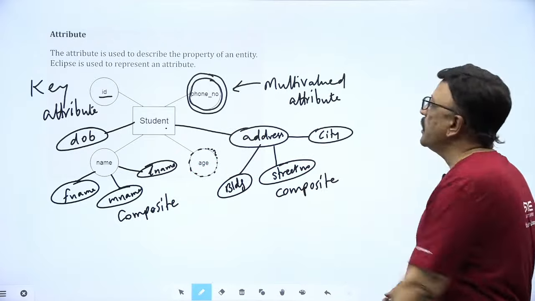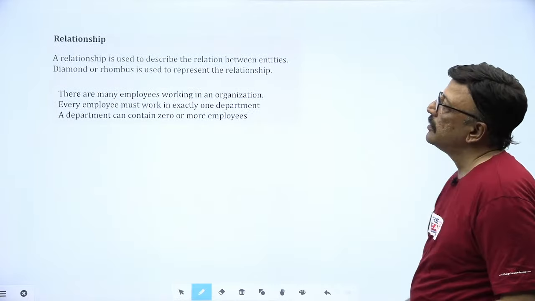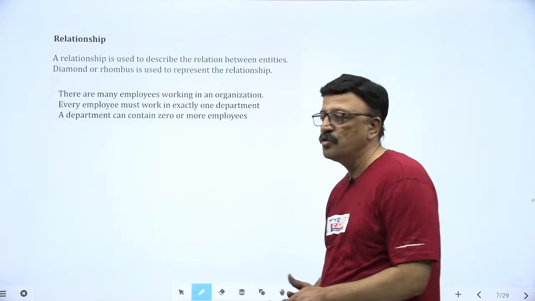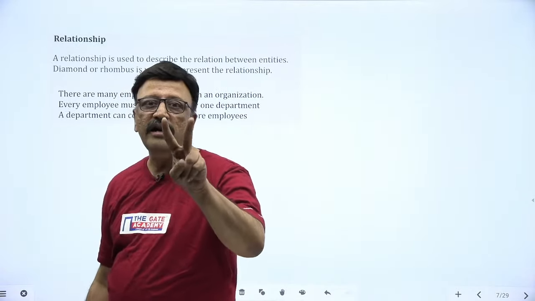So after knowing entity, let's come to the next point. Relationship. I said you just have to learn 2 words with me: entity and relationship.